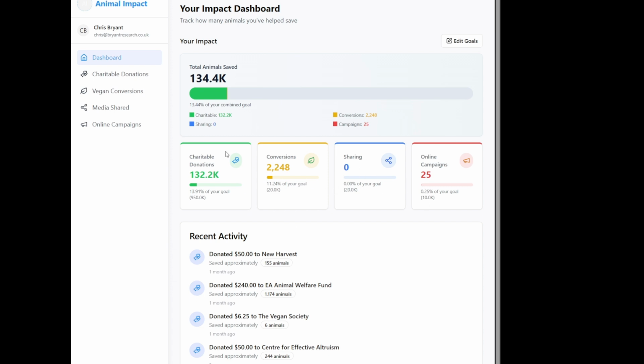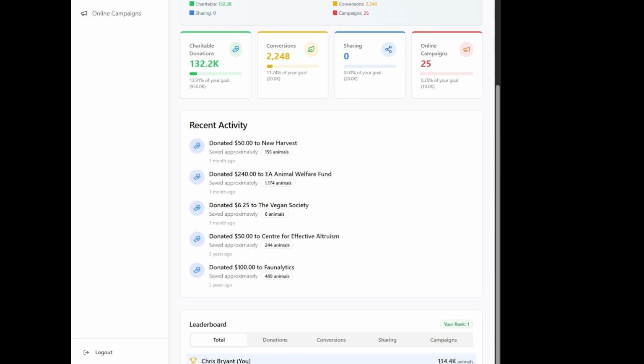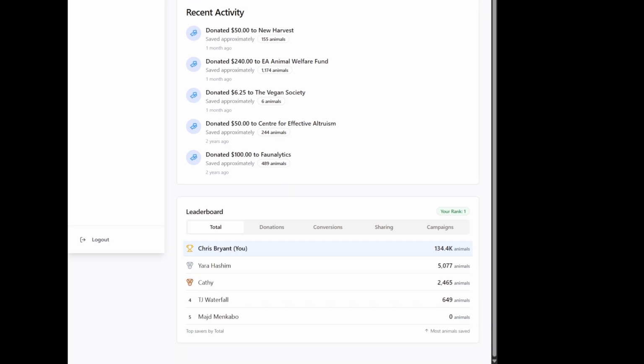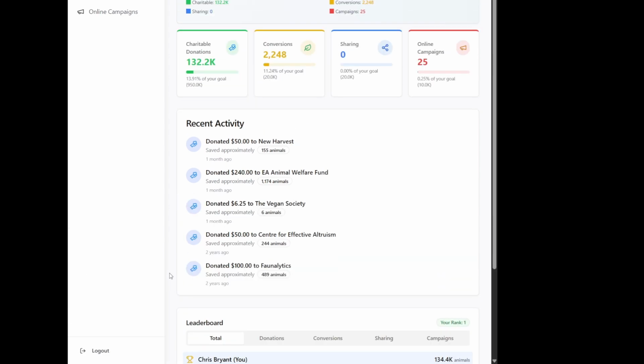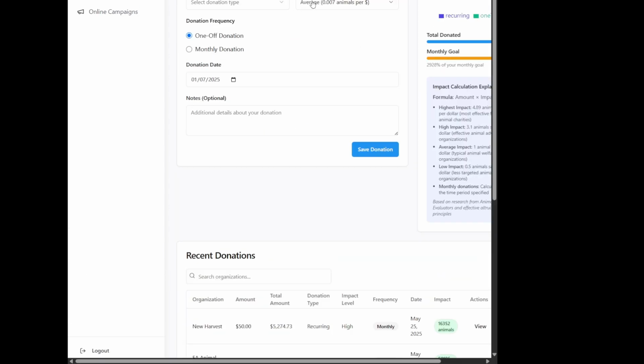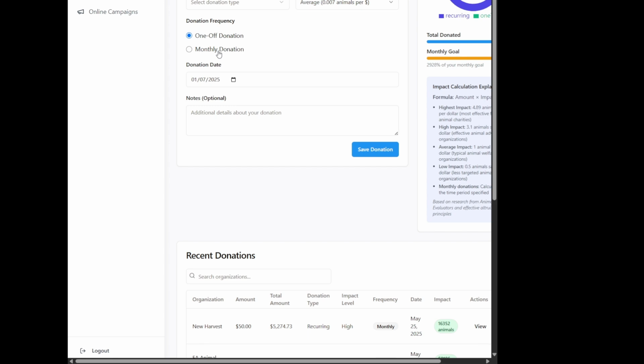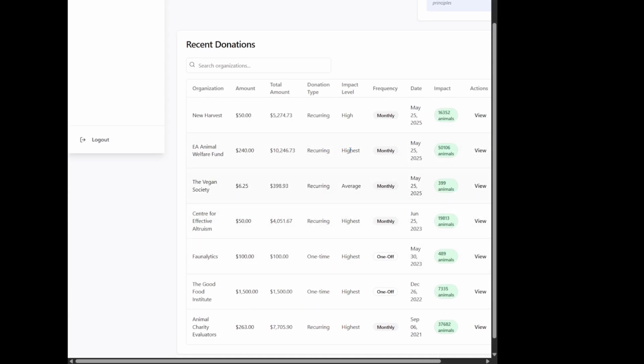And are there also public profiles? Yes. So there's this bit down the bottom like a leaderboard, if you can see. Oh yeah, this is interesting. So this is currently just a few of the devs basically. Like I said, I haven't made this public. And for the charitable donations, there are different levels of impactfulness based on Animal Charity Evaluators numbers. You could do monthly donations so that it records recurring.